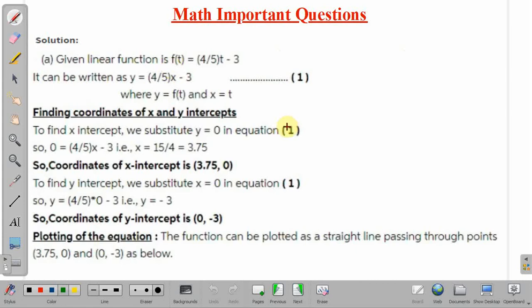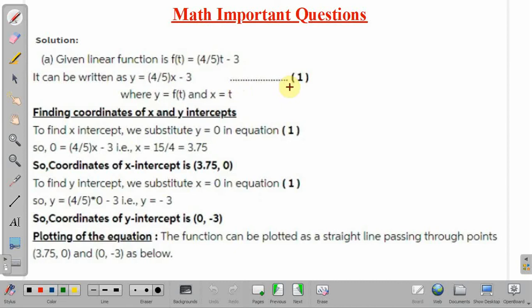So one by one we will discuss. See, the given linear function is f(t) equal to 4 by 5 t minus 3. So we can write this in the form of x and y. It can be written with f(t) as y and taking t as x. So we will get y equal to 4 by 5 x minus 3, where y equal to f(t) and x equal to t. Consider this as equation 1.